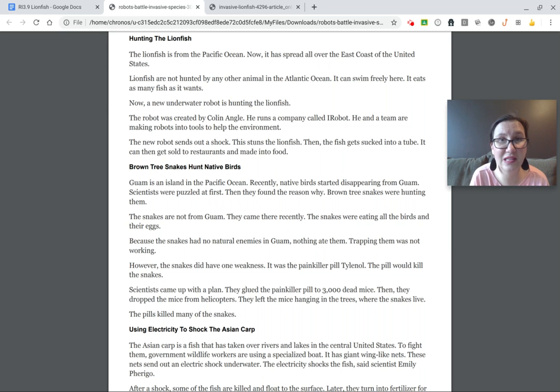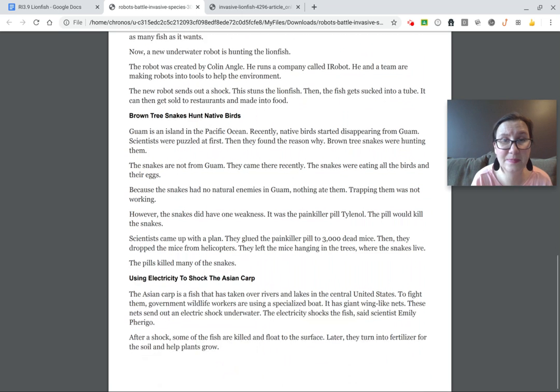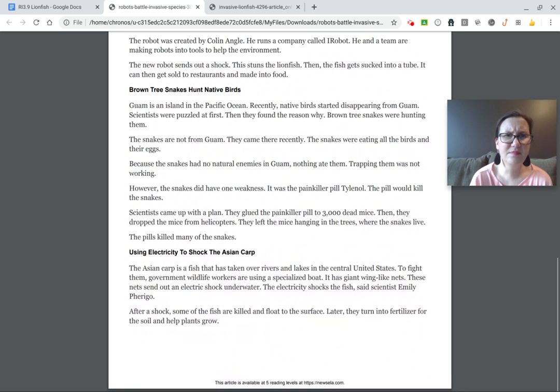Okay, so that section's about lionfish. Ooh, brown tree snakes. Let's read this section.